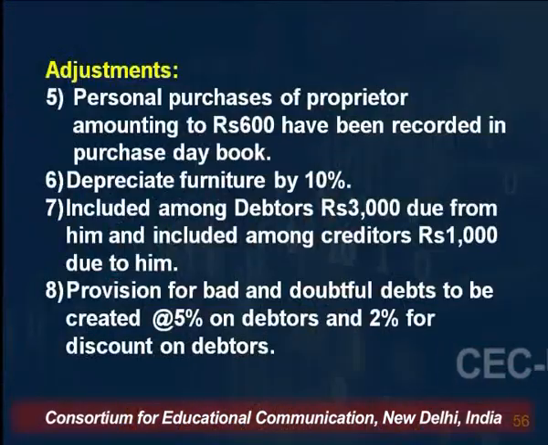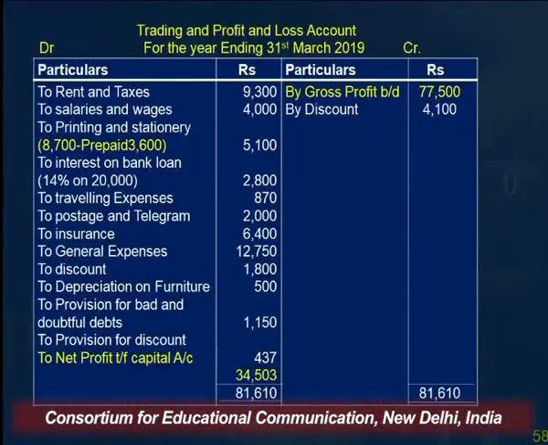The next item is given: depreciate furniture by 10%. So the furniture would be depreciated by 10%. The furniture which was given in the trial balance was 5,000, and the depreciation at the rate of 10% on furniture comes to 500. So this is an indirect expense, and will be shown on the debit side of the profit and loss account. Another effect would be in the balance sheet. This will be shown in the balance sheet as furniture less depreciation.